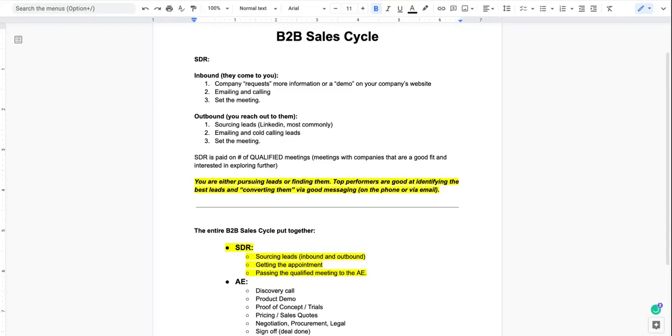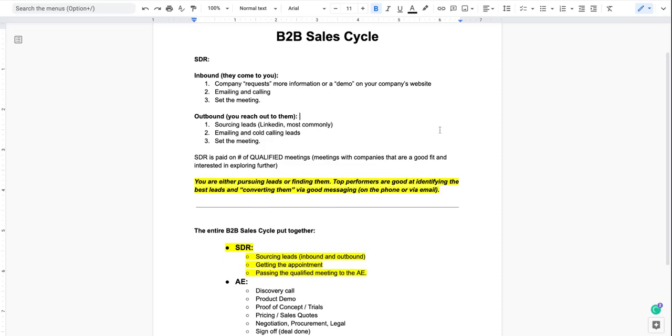Alrighty. What I want to discuss today is the B2B sales cycle. Now, I'm going to discuss what it looks like at a high level, what it all looks like. But what I really want to hone in on is the SDR portion of the sales cycle, because a B2B sales cycle can be long. So I really want to emphasize where you, as an SDR, will be focused.